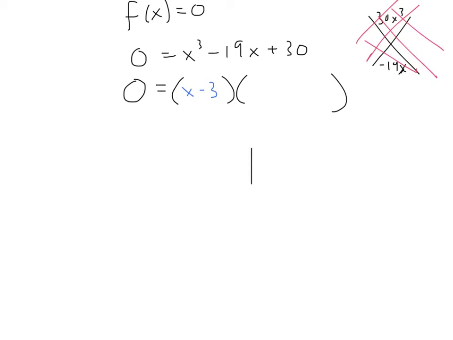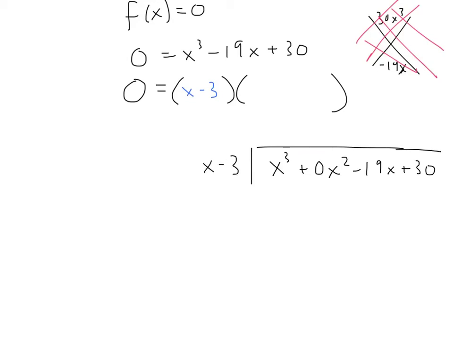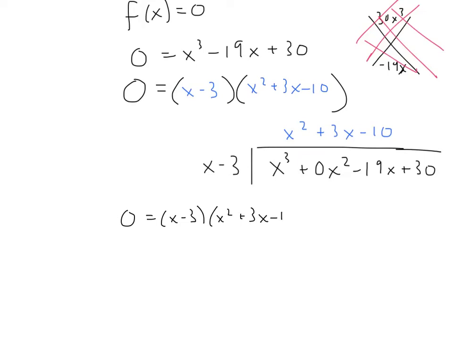But what you should have done is divide x cubed plus 0x squared minus 19x plus 30 by x minus 3. When you do that, you should end up with x squared plus 3x minus 10. So that means x minus 3 times x squared plus 3x minus 10. That's the factorization. Right? And that puts us in a lot better position. Let me rewrite this down here. So we have 0 equals x minus 3 times x squared plus 3x minus 10. And remember, we're trying to find our zeros.